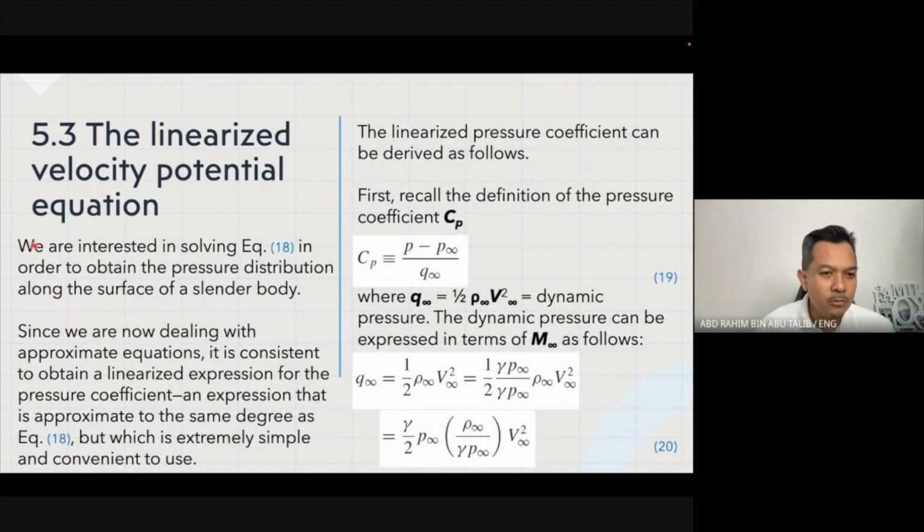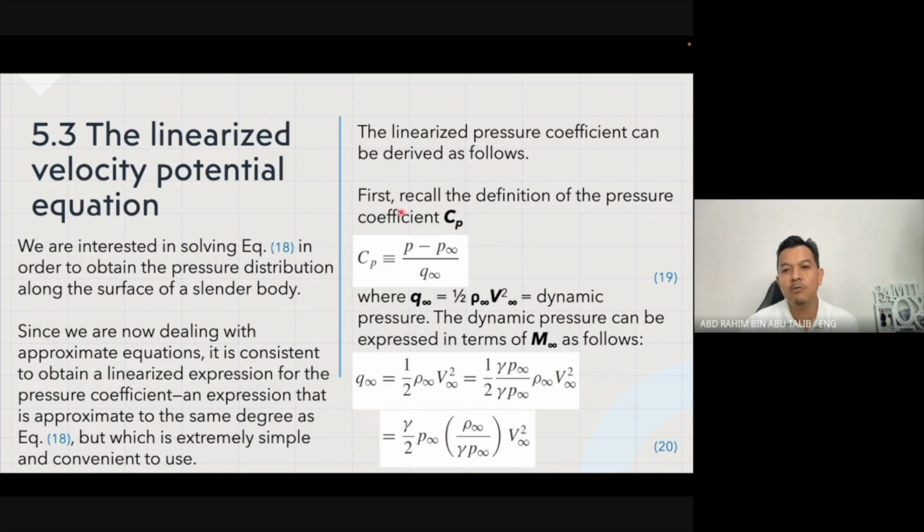And to continue, we are now interested in solving equation 18 in order to obtain the pressure distribution along the surface of a slender body. So since we are now dealing with approximate equations, it is consistent to obtain a linearized expression for the pressure coefficient, which is an expression that is approximate to the same degree as equation 18, but which is extremely simple and convenient to use. So the linearized pressure coefficient, Cp, can be derived as follows.